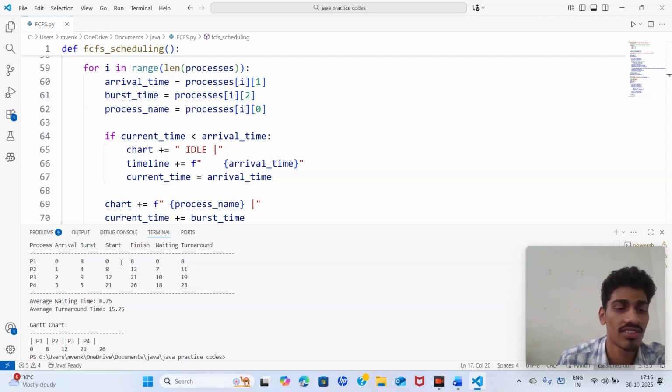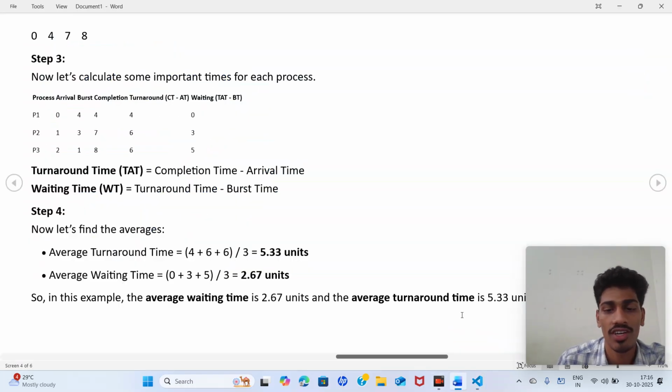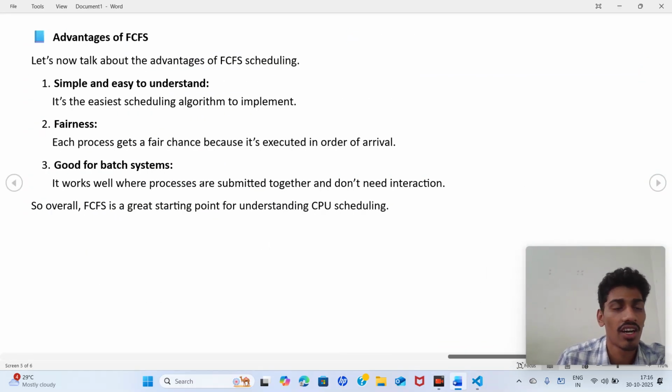When we call this function, this is the output: P1, P2, P3, P4 are the process names, with their arrival times and burst times, and this is the starting time and the finishing time. These are the turnaround times, and the average waiting time is 8.75 and the average turnaround time is 15.25. We have printed the Gantt chart here.